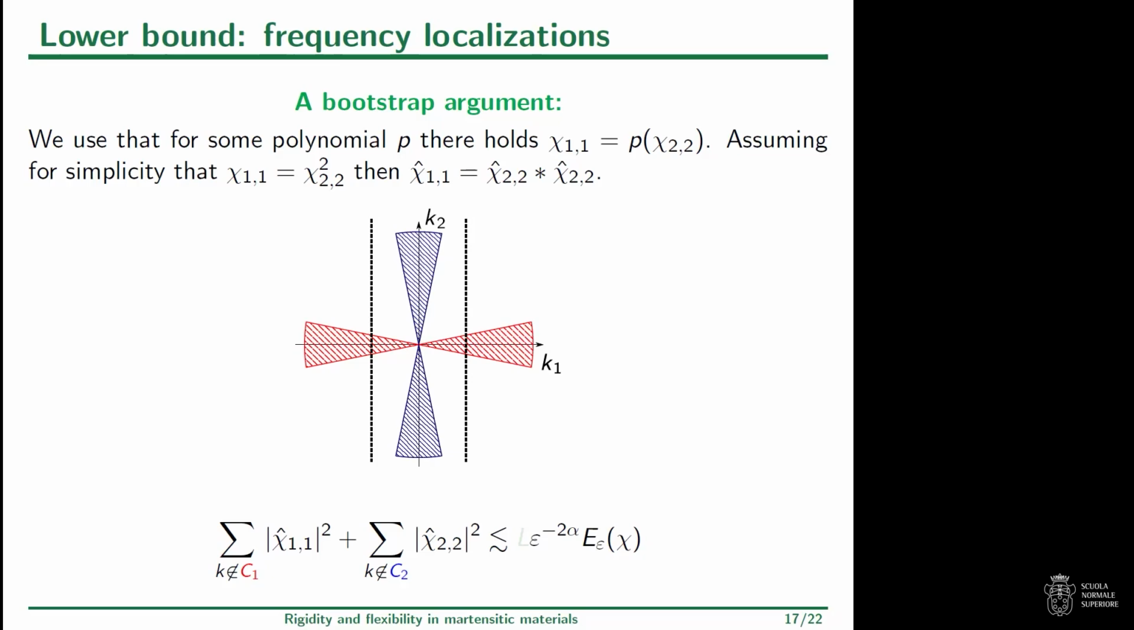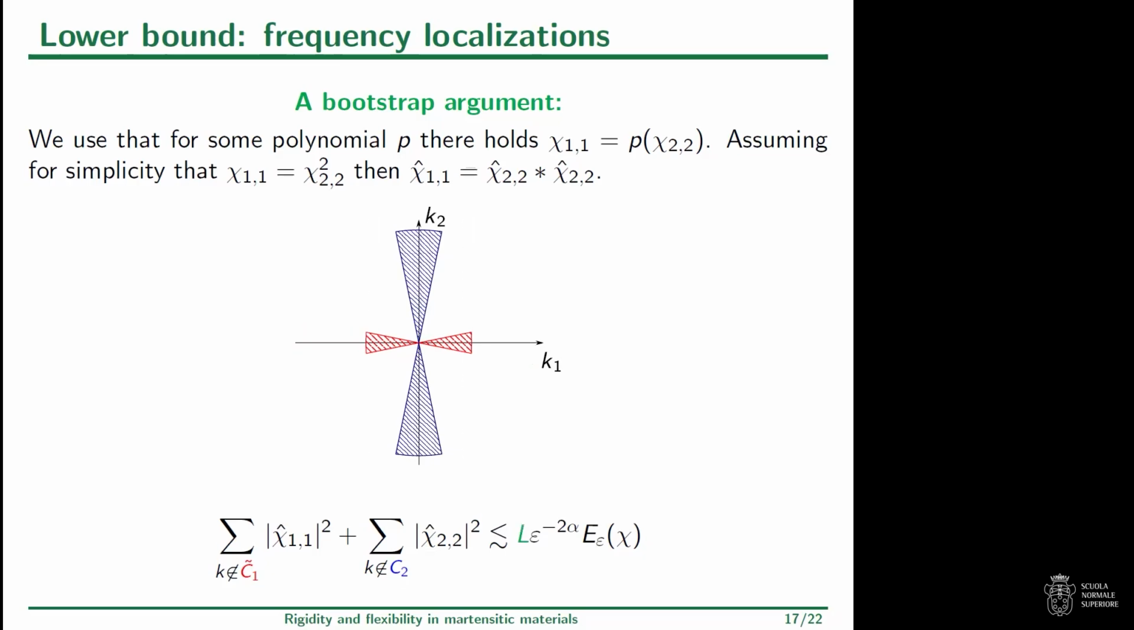But since the convolution of K2 with itself equals K1, K1 should be localized in the intersection of this red cone inside this stripe. So this means that K1 is localized in a smaller cone. The smaller cone is this C1 tilde, and we can do this by paying just a multiplicative constant, without changing the scaling that we have here in front.